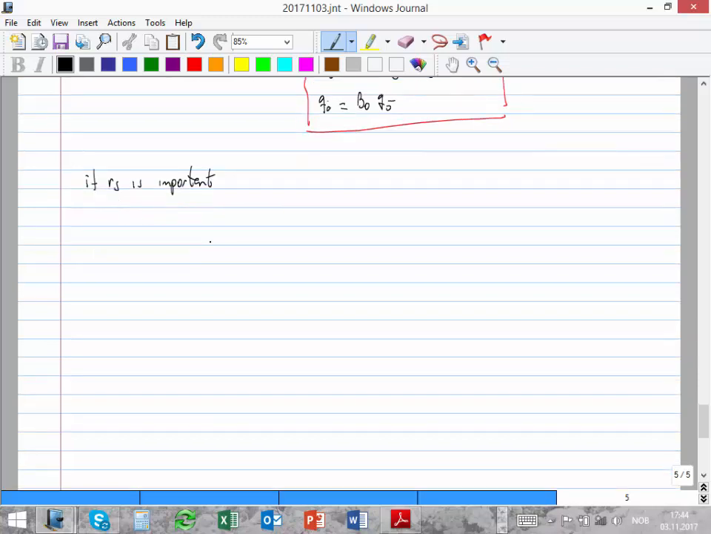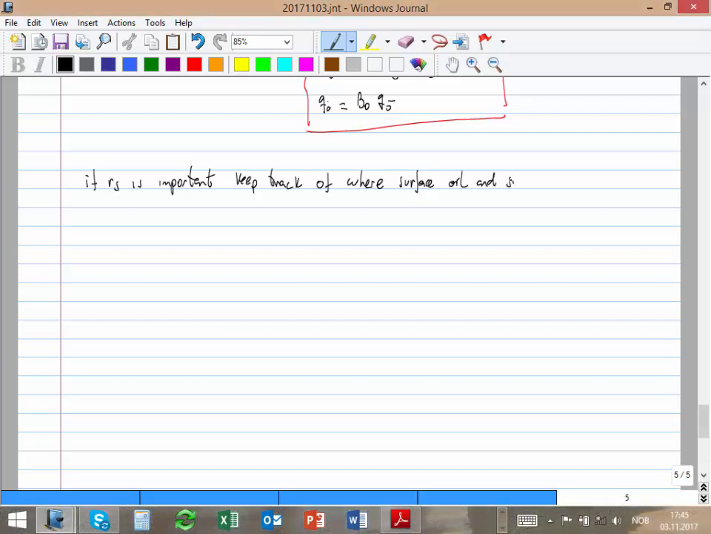then we have to keep track of where surface oil and surface gas is coming from. We have to say how much of the oil that I have came from the gas, and this is important for gas condensate reservoirs. Or gas condensate, wet gas, and also volatile oil. I have to consider RS for these cases.